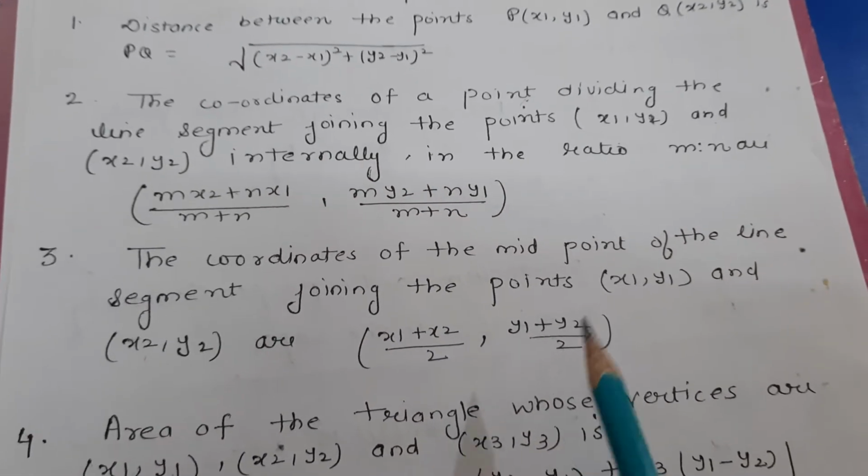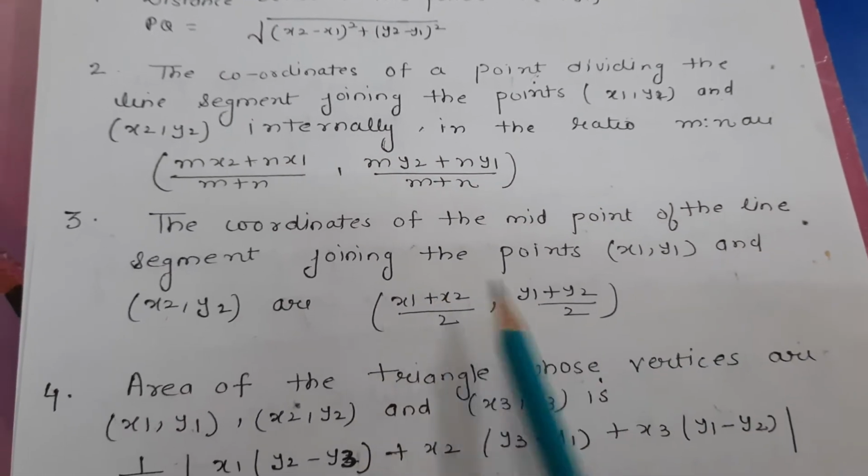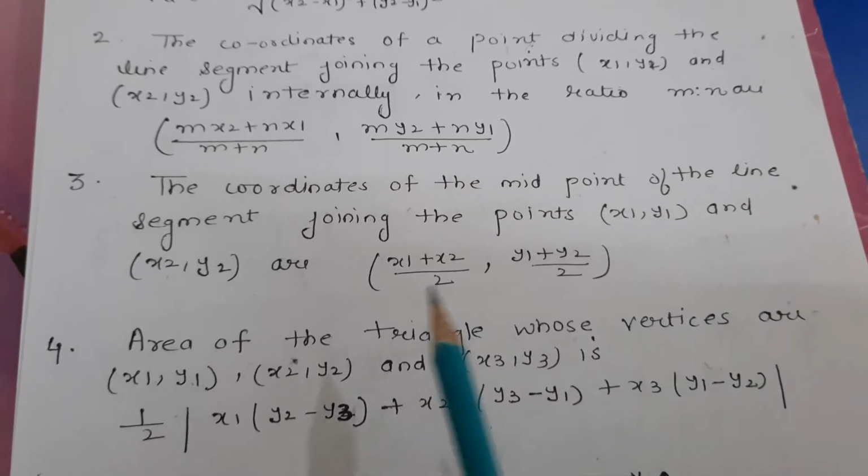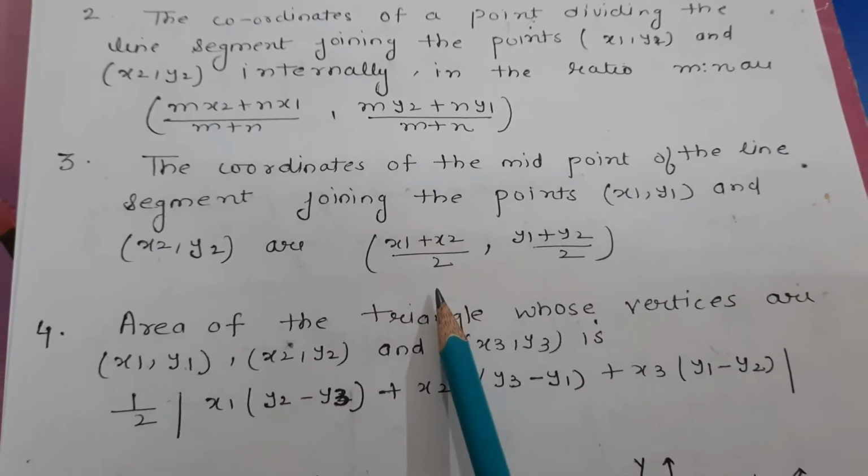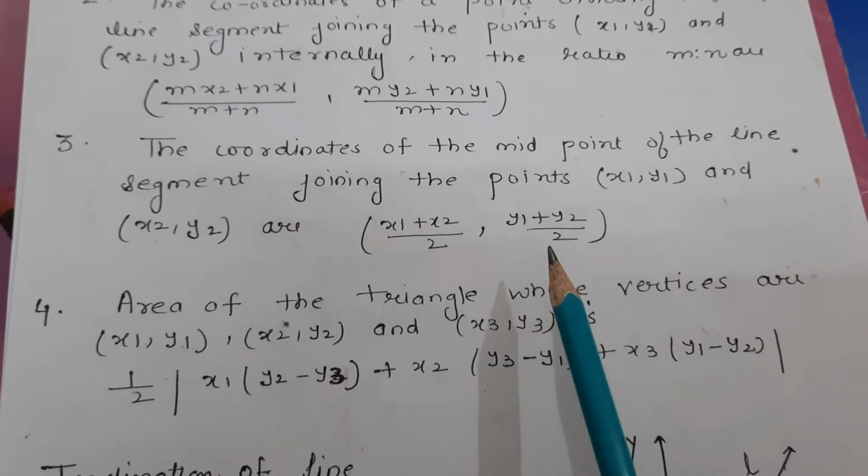Next, the coordinates of the midpoint of the line segment joining points x1 y1 and x2 y2 are (x1 plus x2) by 2 and (y1 plus y2) by 2.